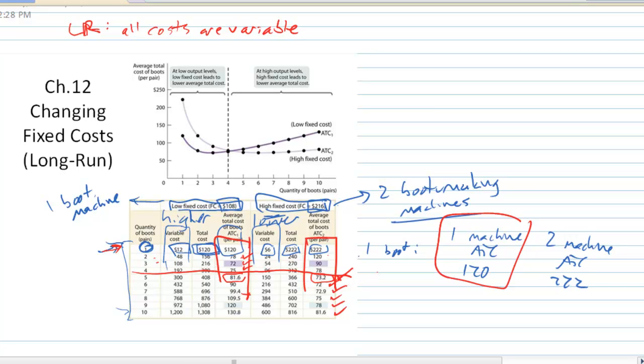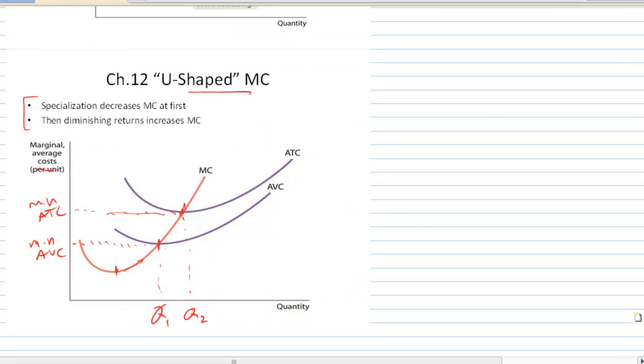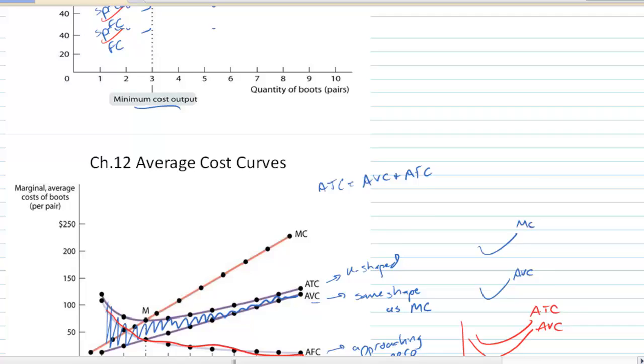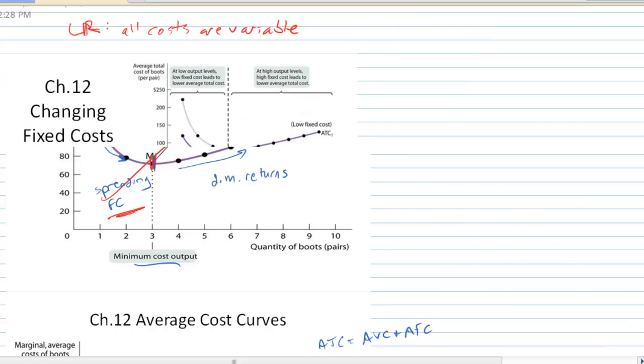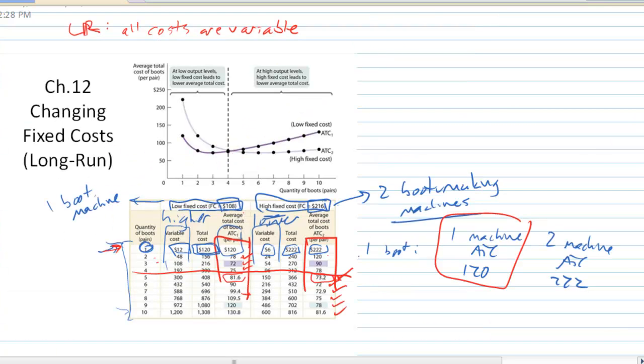Think back about why average total cost is U-shaped, what we did in that last lesson. We said that average total cost is U-shaped because you start out spreading out your fixed cost, and then eventually diminishing returns kicks in. That's what's happening in both of these examples too. It's just that at lower levels of fixed costs, you're better off producing less because that spreading effect happens faster. It takes longer to effectively spread out the cost of your second machine. It doesn't really happen until you get to the 5th boot and beyond. You're better off with 1 machine if you're producing lower levels of output, 1 through 4.